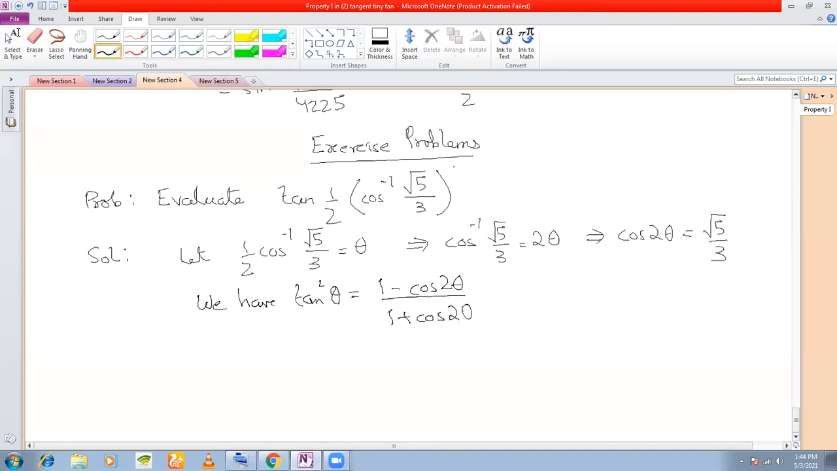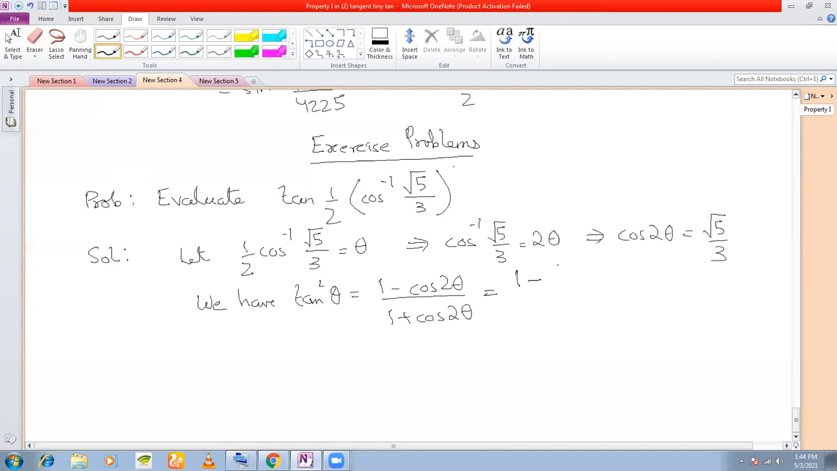Why am I using this formula? We are using this formula because this is cos inverse here. We want this cos inverse in terms of tan inverse. So you want a relation between cos and tan. That is why we are using tan square theta is equal to 1 minus cos 2 theta by 1 plus cos 2 theta. Is that clear? Yes, sir.